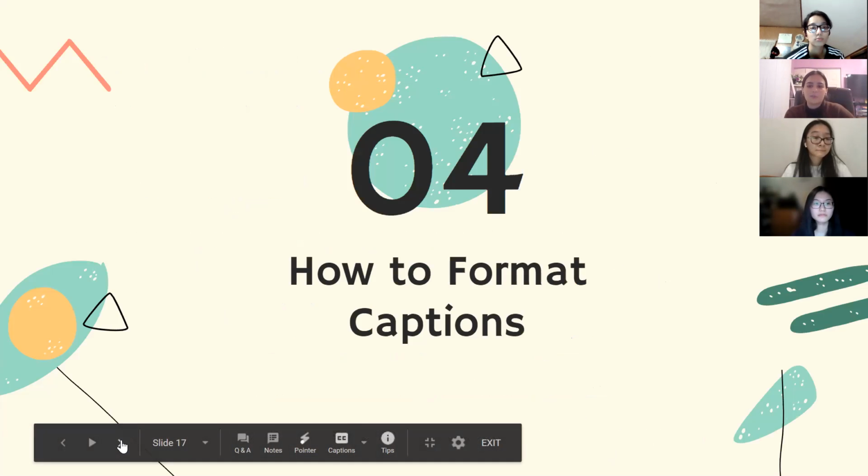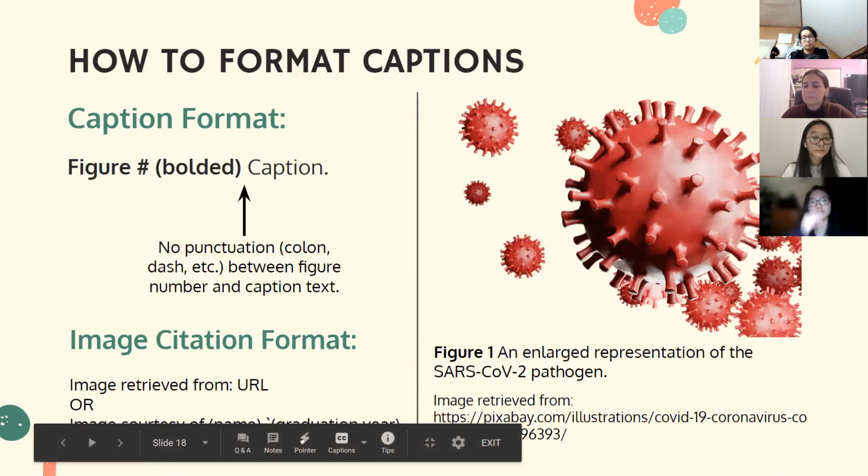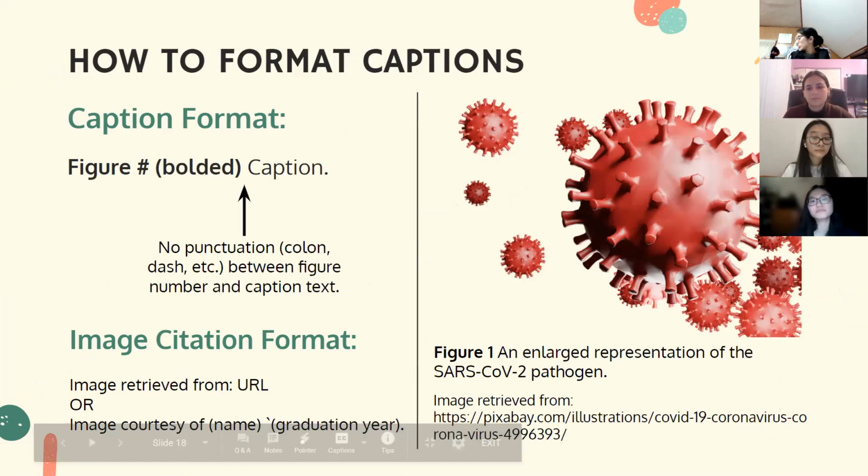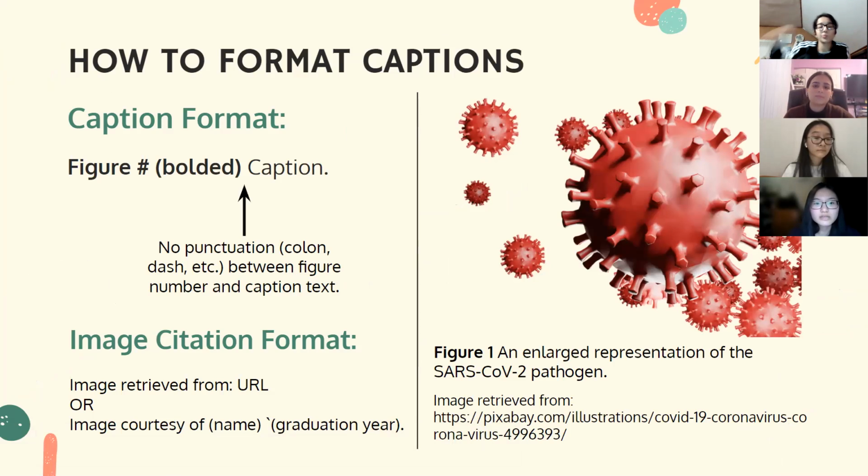So, how to format captions. Formatting captions is pretty simple. You just have the figure numbers. In your piece, if you have more than one image, number them in the order they appear. Have the figure number bolded, and then the caption text. An important thing to remember is you shouldn't have any punctuation between the figure number and caption text. No colons, no dash, just a space.